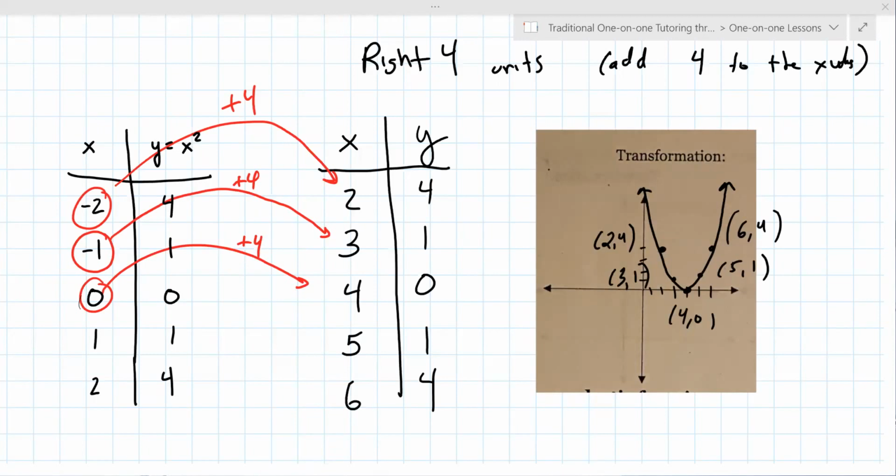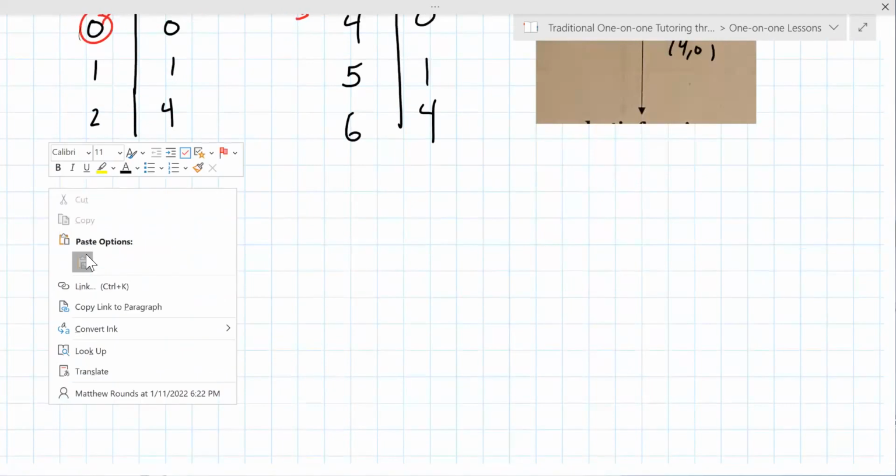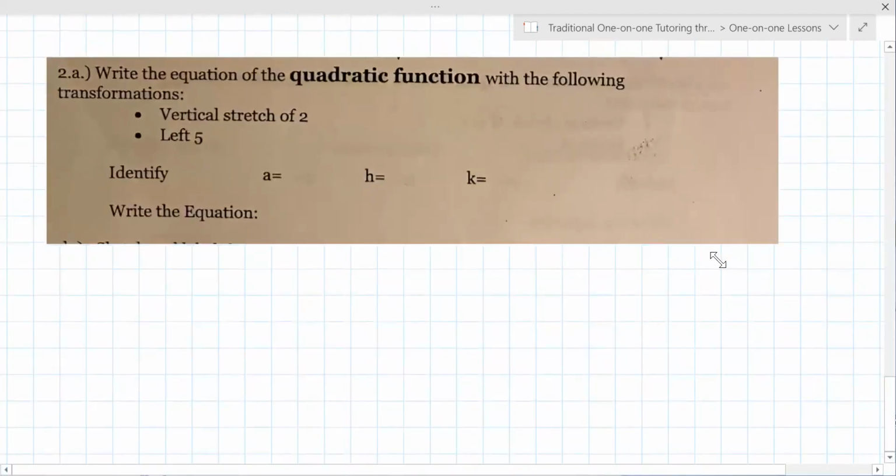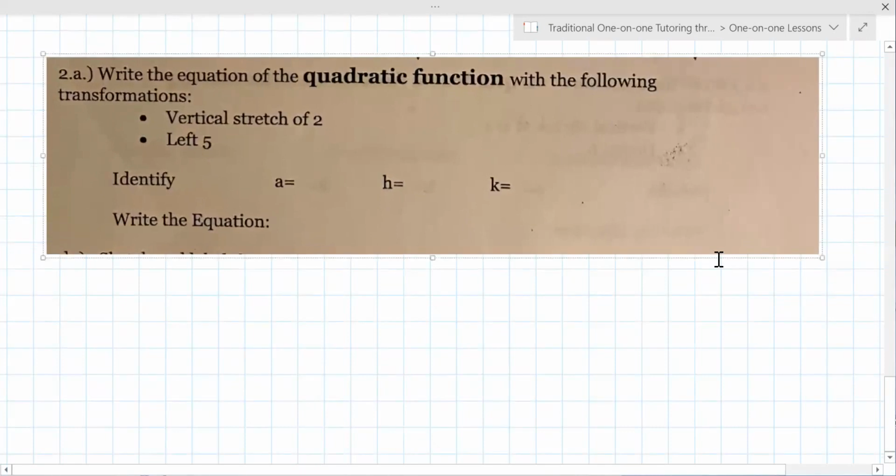Yeah. Okay, so we're going to move on to 2A. We should definitely be able to get through most of this question here. It's very similar to the last one, so I'm going to ask a lot of the same questions. The instructor actually gave you these in the wrong order. The first transformation that you do is left, and then you do a vertical stretch of 2.